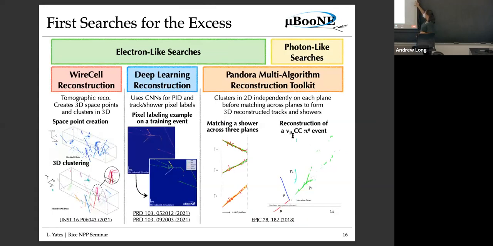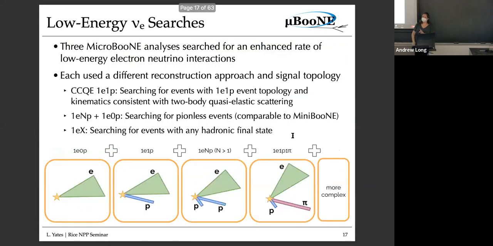We also have three independent reconstruction paradigms: the Wire-Cell reconstruction, the deep learning based reconstruction, and the Pandora multi-algorithm toolkit. For the electron-like searches, we did one using each of these three. And for the photon-like search, there's just one of them, and that was Pandora-based, although more photon-like searches are underway, including using Wire-Cell. I'll start off talking about the low-energy nu-e searches.